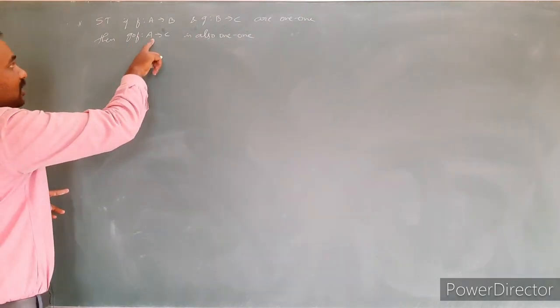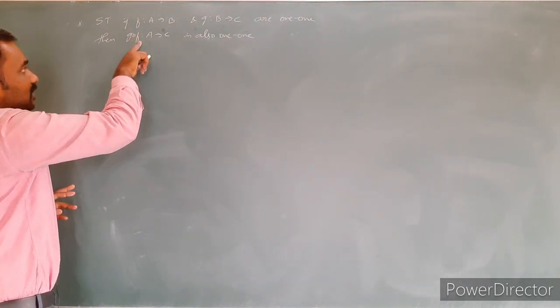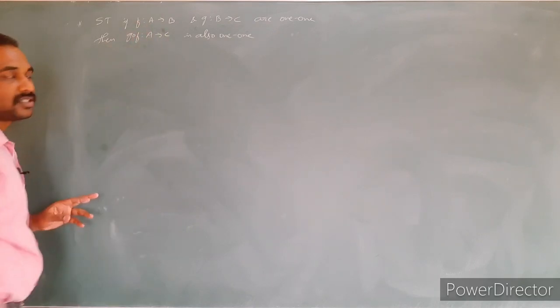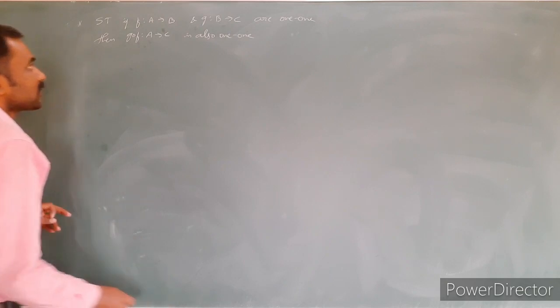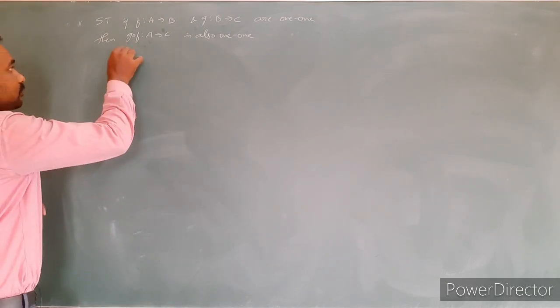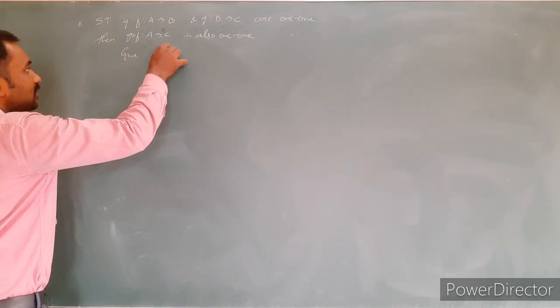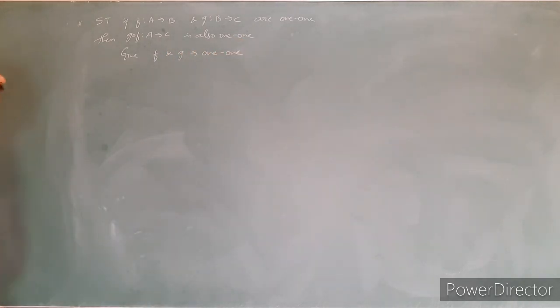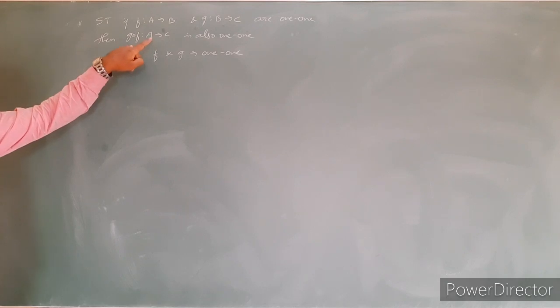Now f has a domain set, and this is the codomain set of g. Okay, they have only given that. What is given? f and g are 1-1 functions. What do I need to prove? This function g circle f is 1-1.